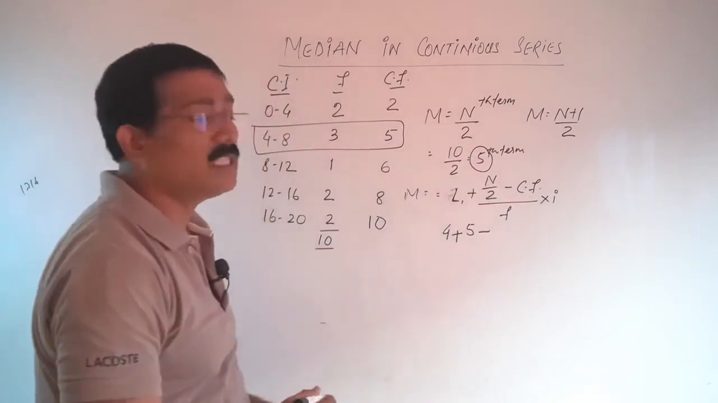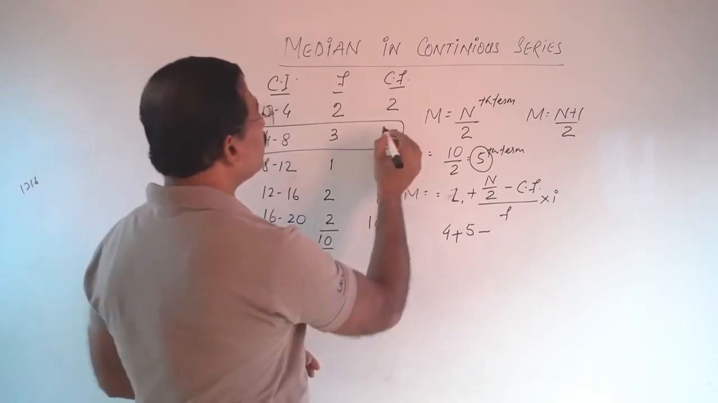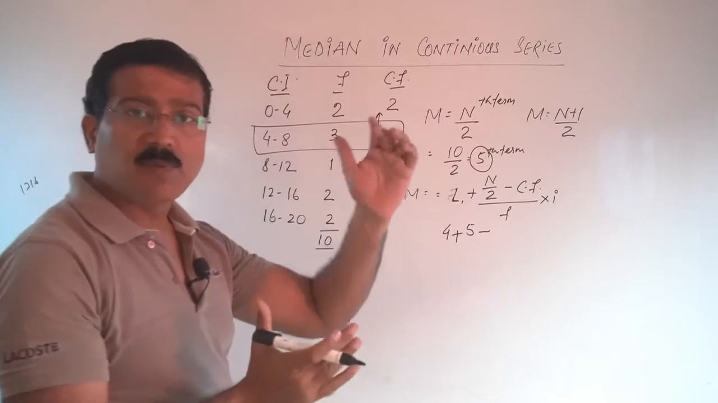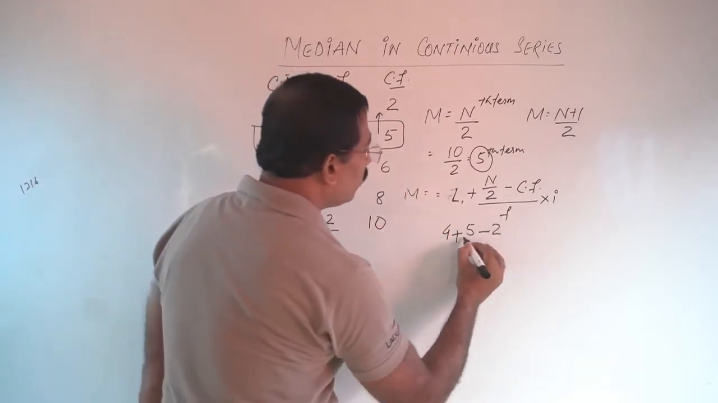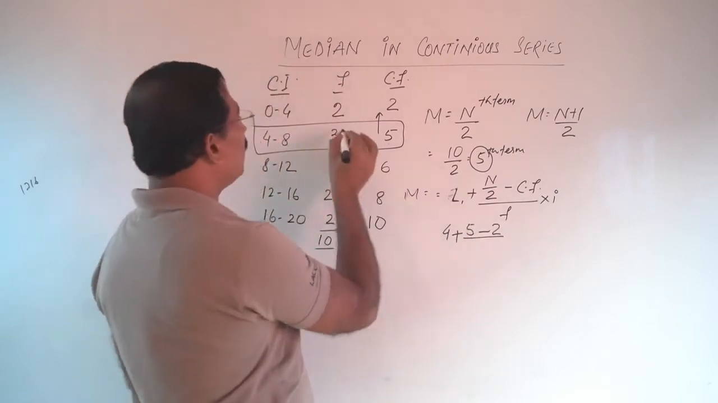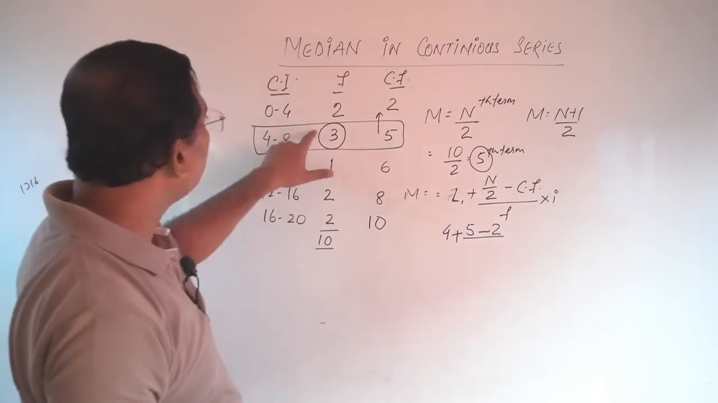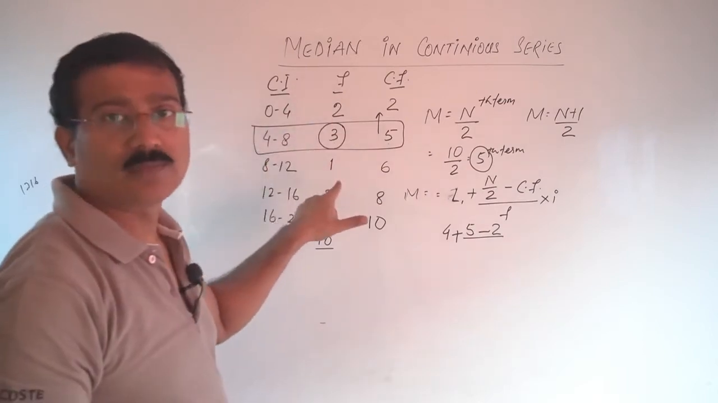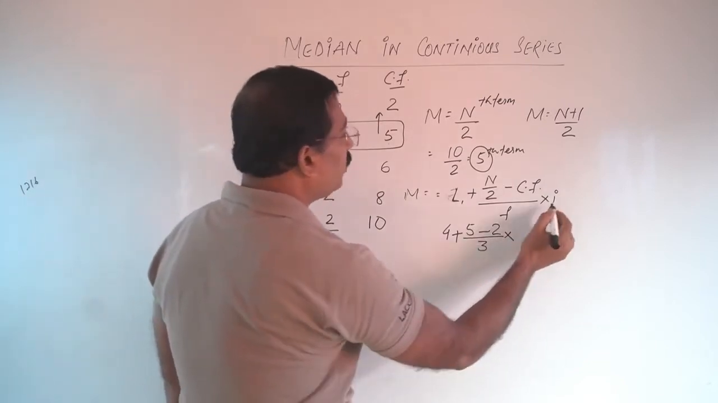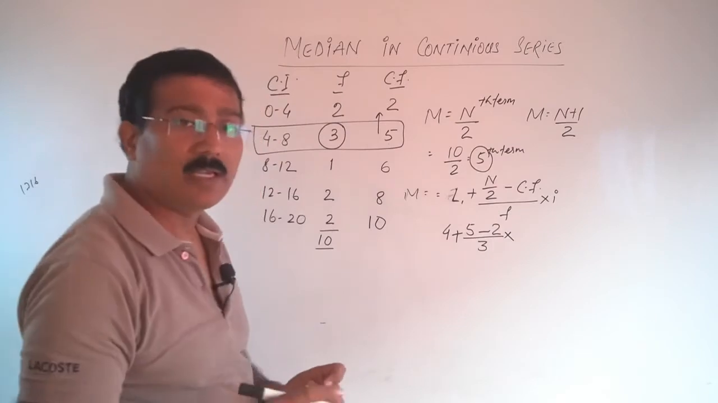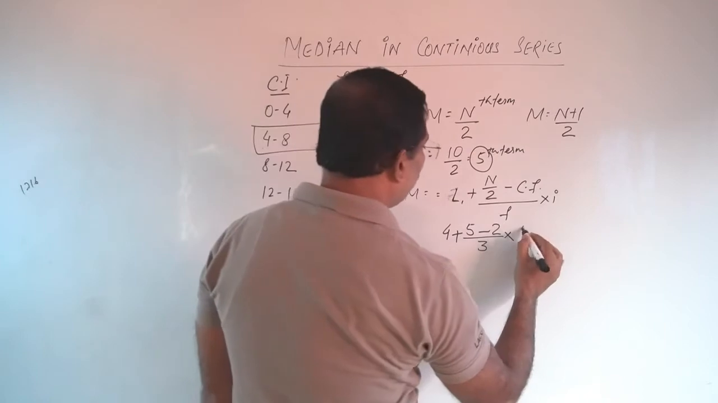What is the meaning of CF? CF means preceding cumulative frequency. What is the preceding? Preceding means just before. So preceding cumulative frequency is what? That is 2. Then what is frequency? The frequency is 3. That frequency will be considered which is in the class model. Very clear? So here will be 3 into I. I means interval, the difference of class interval. So here will be 4.